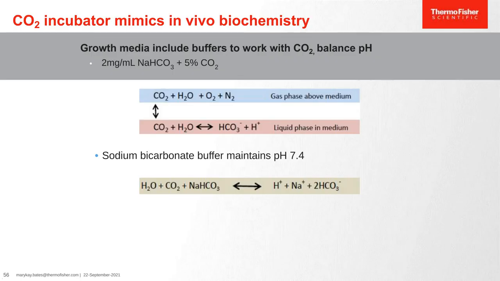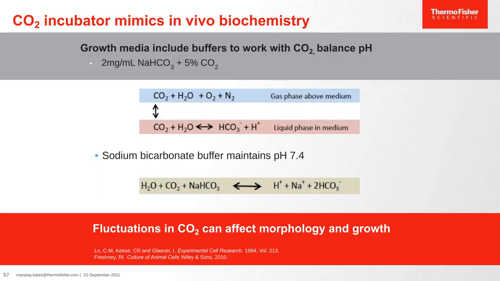So if we look at that biochemistry a little bit, the buffer in the growth medium, the sodium bicarbonate, works with that CO2 gas. The buffer takes up and gives off protons to balance the pH, keeping it at a physiological neutral pH of 7.4. Now, fluctuations in the CO2 concentration can affect the morphology and growth of your cells. If the CO2 concentration is too high or too low, you'll see changes in your cells that are reflective of toxicity because the pH is either too acidic or too basic. So the control of the CO2 is critical.